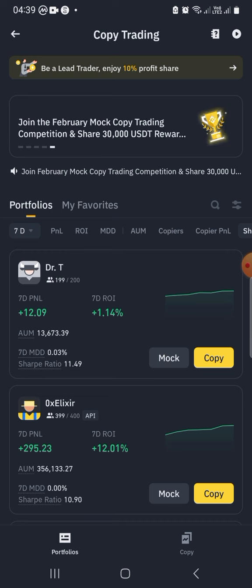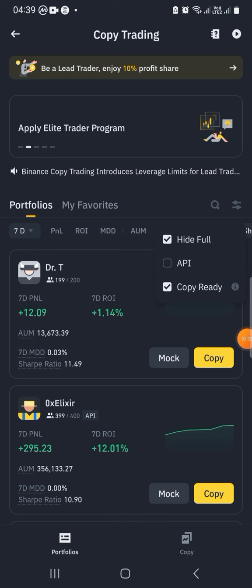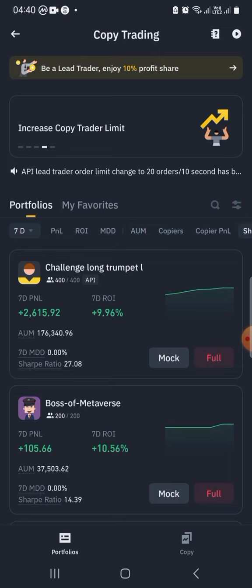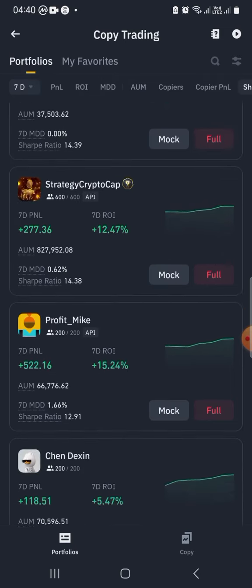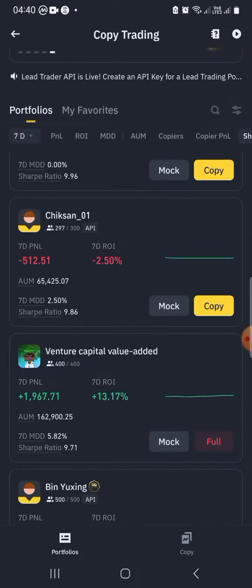So now we are here. As I mentioned already, this thing here is going to help us filter. So let me click on it, right? Here you can see hide full API and copy ready. I'm going to uncheck all these things so that we see the full scope of traders available, right? So these are all the traders available. I've removed any filters so that we're able to see.